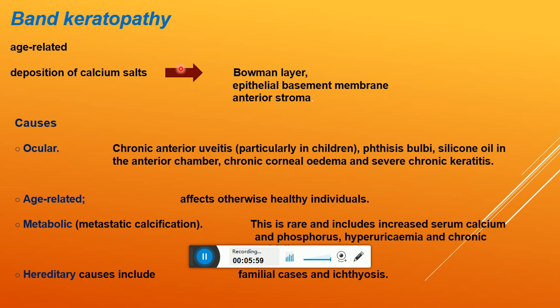consists of the age-related deposition of calcium salts in the Bowman layer, in the epithelial basement membrane and anterior stroma. There are a lot of causes divided into ocular, age-related, metabolic, and hereditary. The ocular causes are chronic anterior uveitis, particularly in children with juvenile idiopathic arthritis.